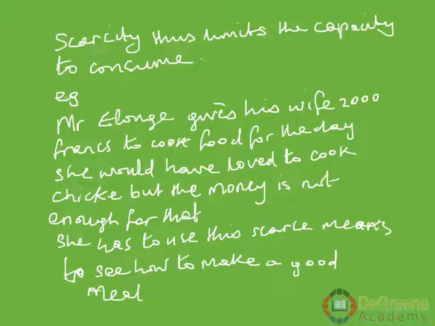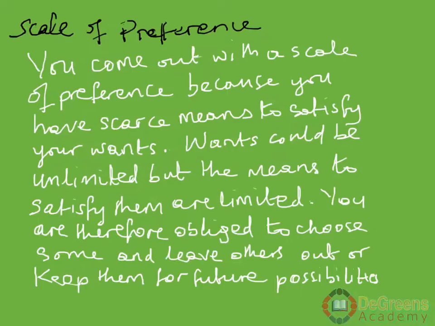If we look at an example here where Mr. Elonga gives his wife 2,000 francs to cook food for the day, she looks at this money and thinks that, well, if I had more, I could have bought chicken, could have made a thicker stew or whatever. But she has to make do with the money that has been given her. That is what we call scarce means, and it shows you what scarcity can do. It compels her to consume less, to give up nice things like chicken and maybe meat, and consume only vegetable.